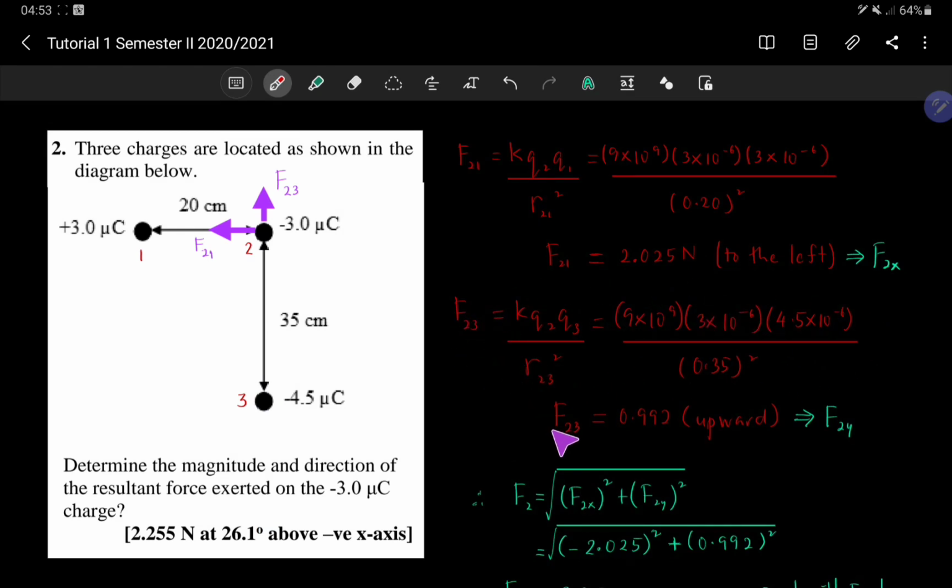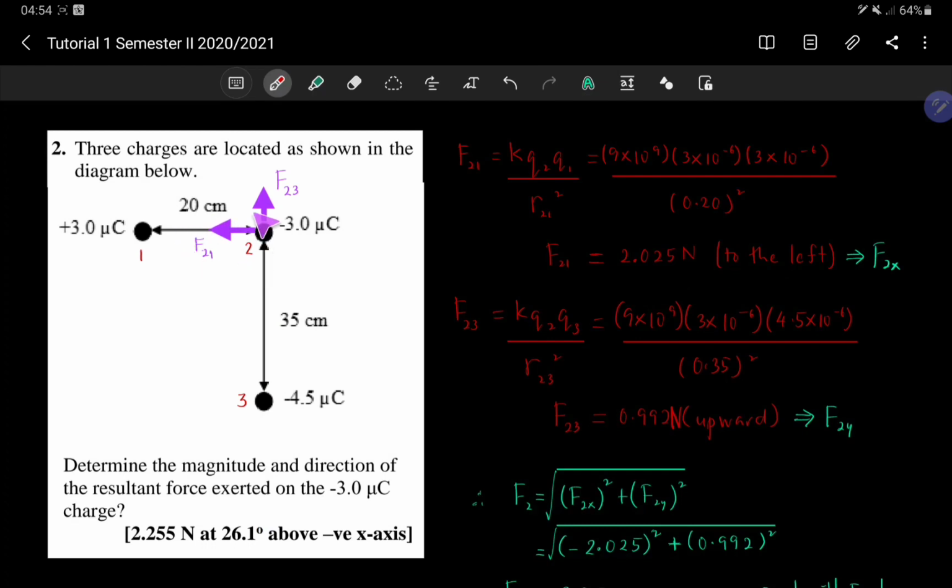And then you will get F23 equals to 0.992. Oh, what is the unit? Something is missing here. The unit is Newton. Be careful, one mark lost already. Newton. And it is directed upwards. So basically, F21 is directed to the left. It lies on the X component, which we take as F2X. While F23 is really on the Y component, directed upward, which we take as F2Y.